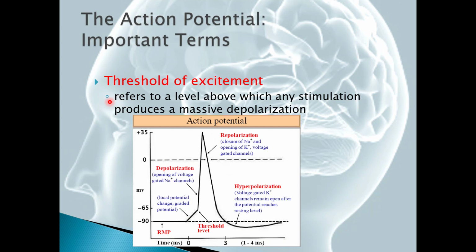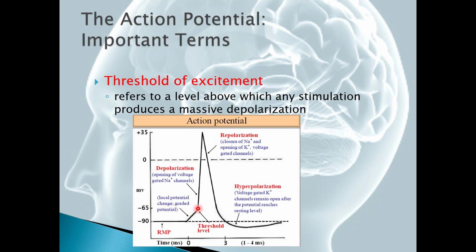And another term is the threshold of excitement. This is the level above which any stimulation produces a massive depolarization. So this here is a massive depolarization. Again, here we're at minus 90 for resting membrane potential. Something stimulates the cell and depolarizes it, and then we have this threshold. And here, if we were to go across from this point, which is a threshold of excitement, we go across this threshold for this cell is minus 65.